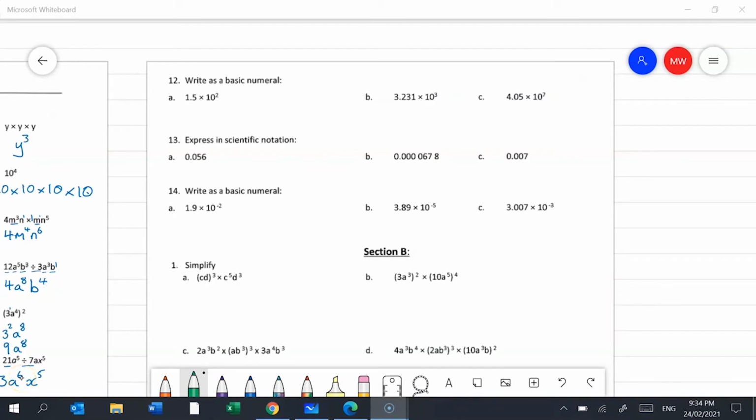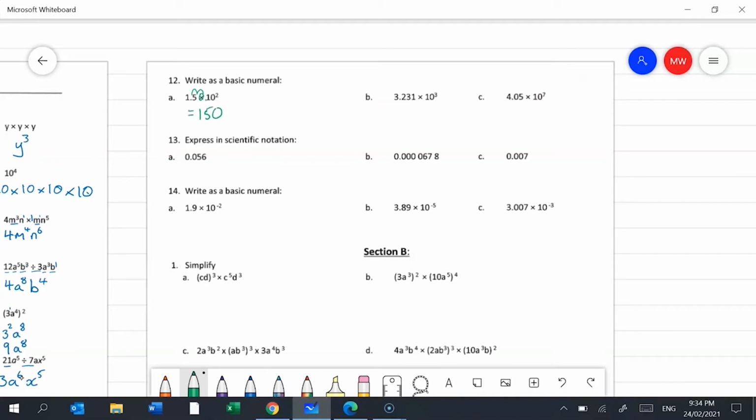In question 12, we've got to go the other way, okay? So instead of writing it as a scientific notation, we're going to go in basic numeral. So we go the other way. This time it tells us it's a positive 2, so we're going to move the decimal 1, 2 places to the right and fill the rest in with zeros. So this will become 150.